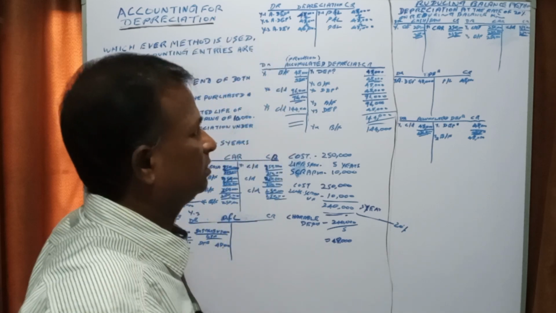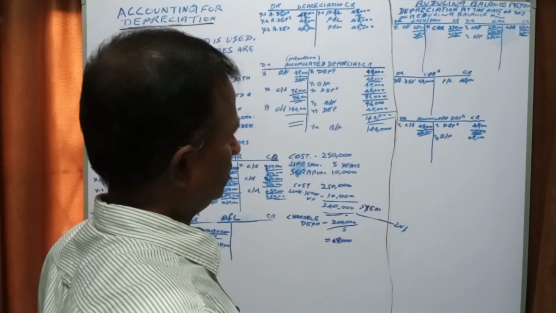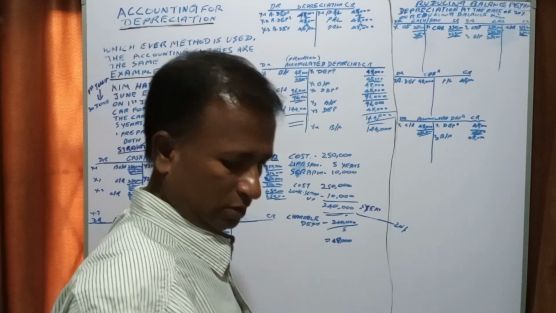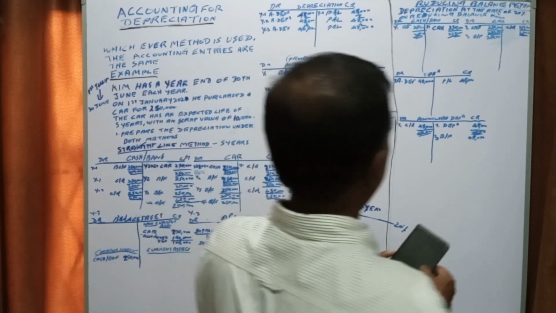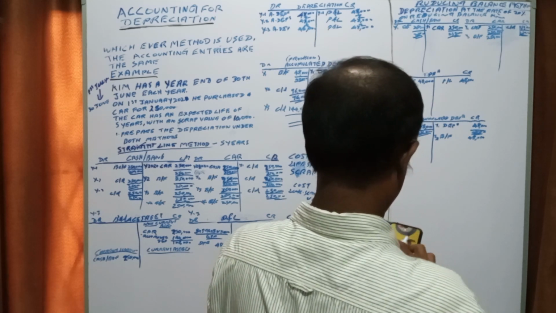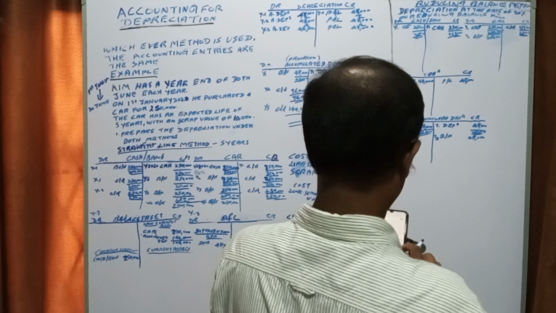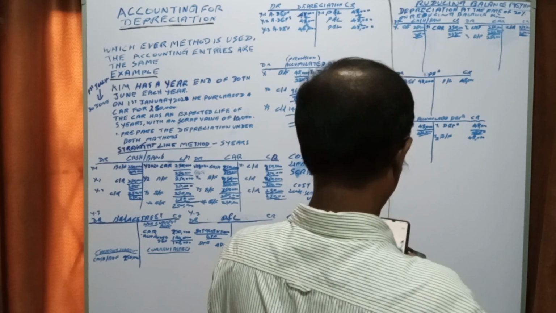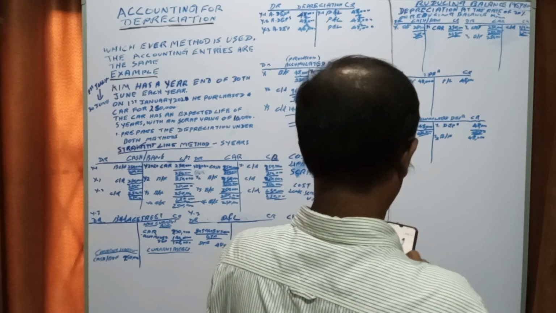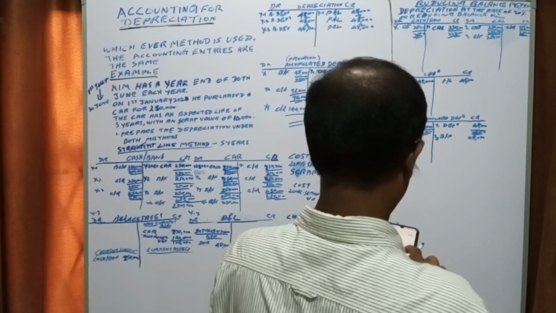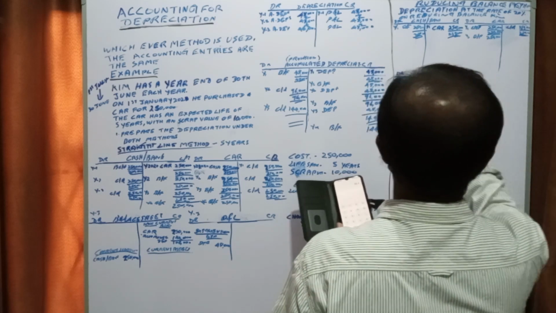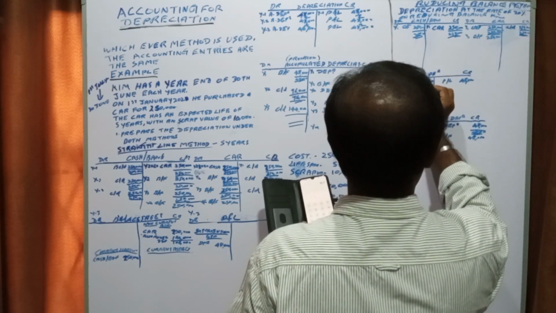Second year, the depreciation charge would be 240,000 minus 48,000 into 20%, that is 38,400.